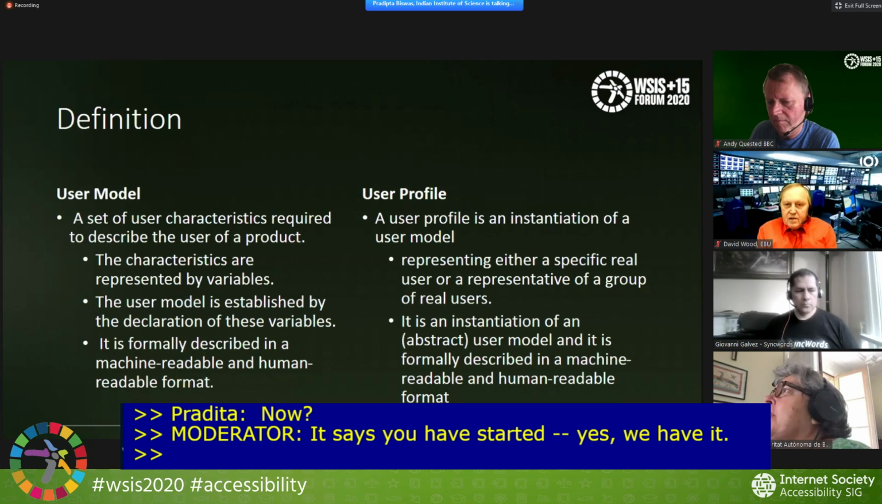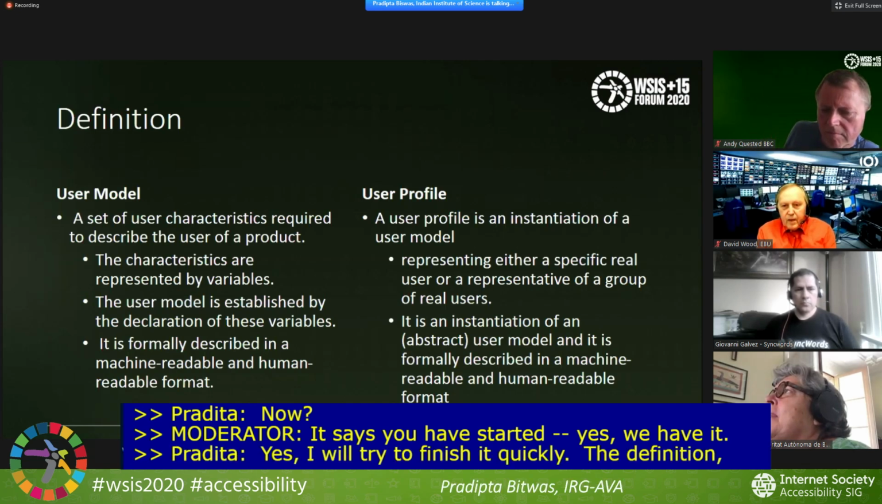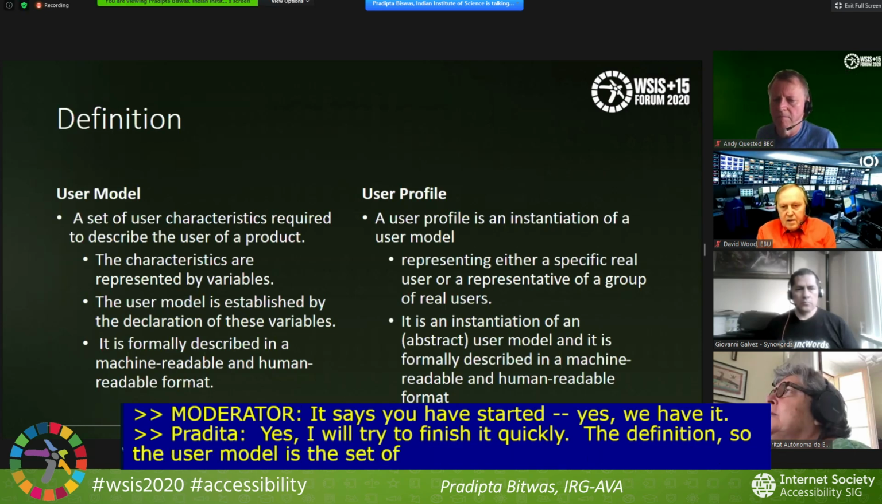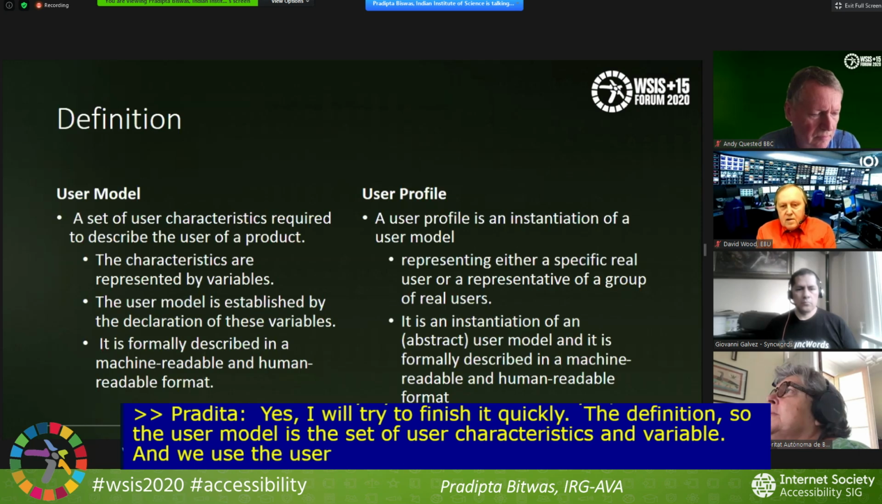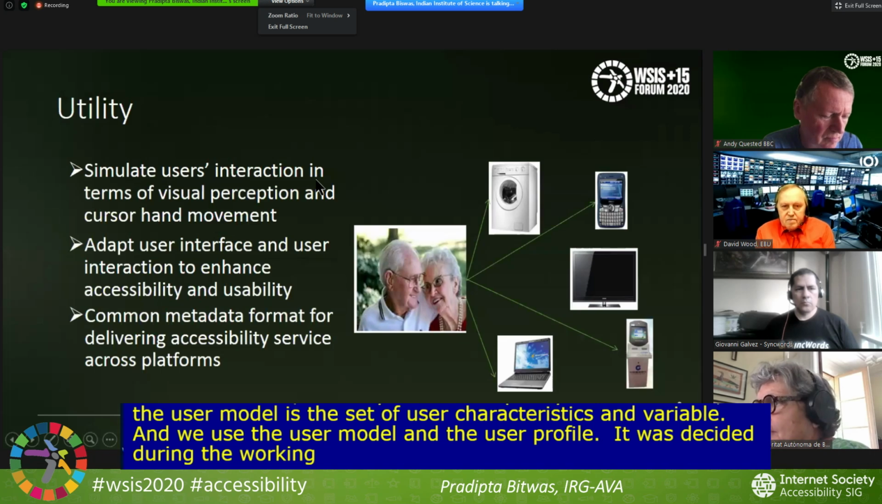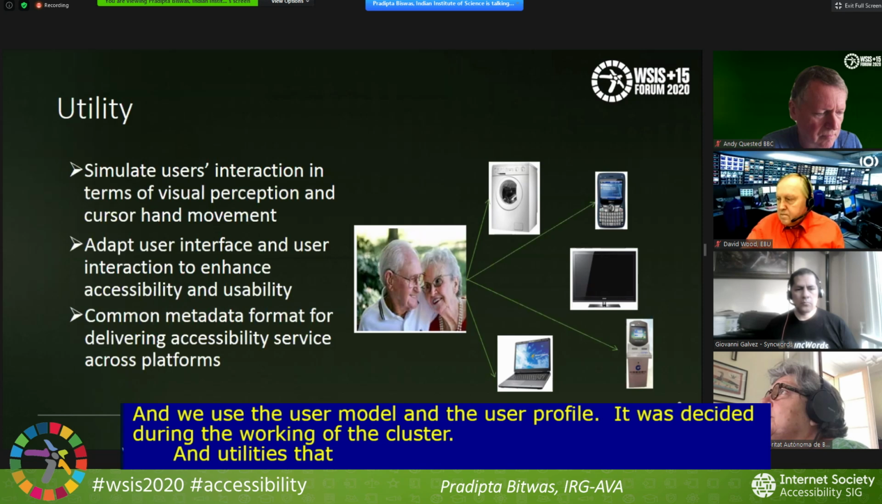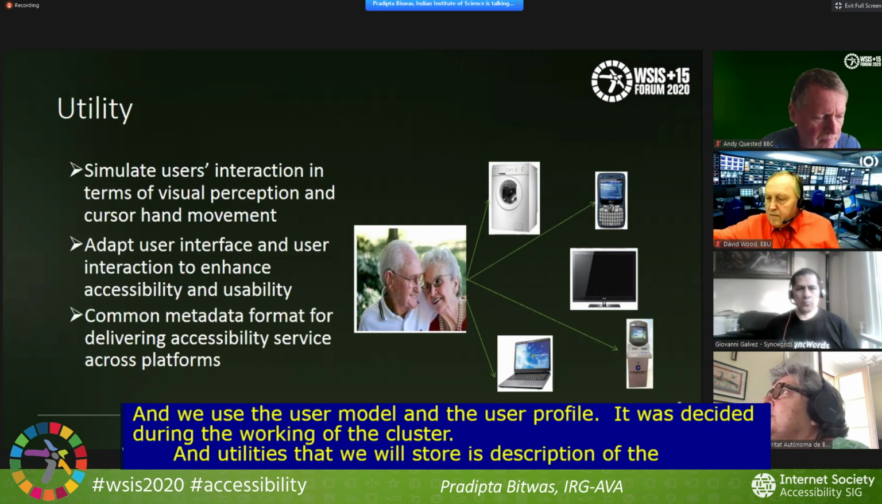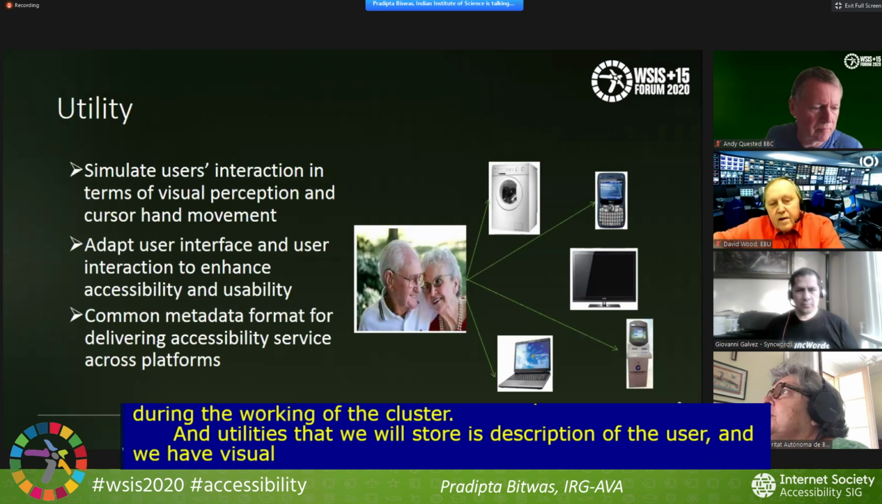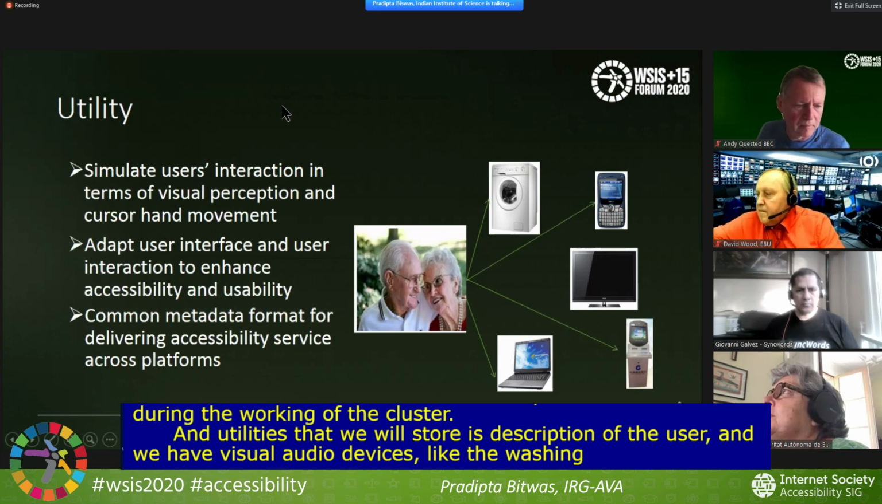So the definition, just to reiterate quickly: the user model is the set of user characteristics, or a set of variables. When we instantiate the user model, we term it a user profile, and the definitions were decided during the working of the UVUMS cluster. The utility is that we will store a description of the user in a machine-readable form, and then multiple devices, both audiovisual media as well as physical devices like a washing machine, a microwave oven, or even your smartwatch, can adapt their user interface based on your range of abilities.